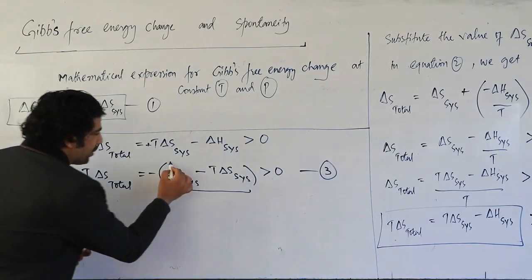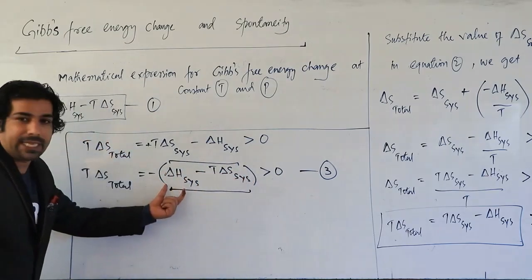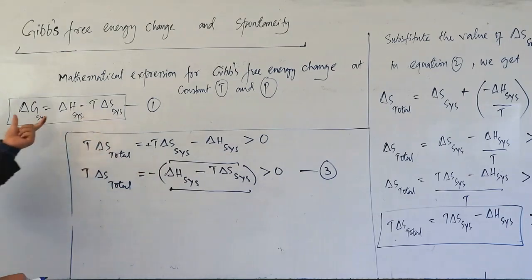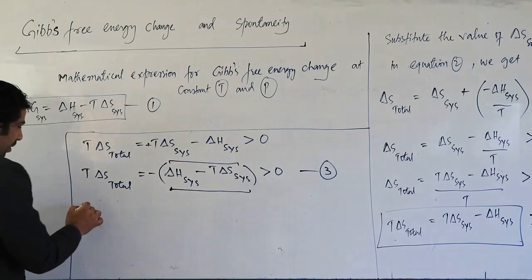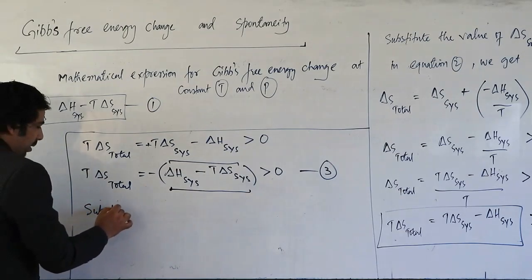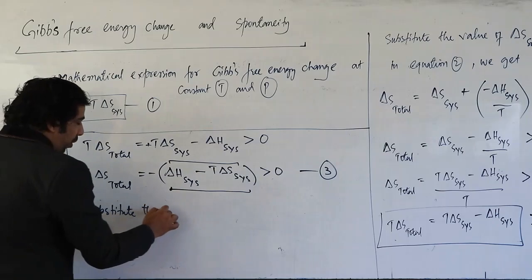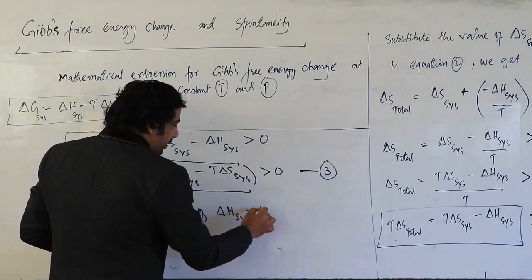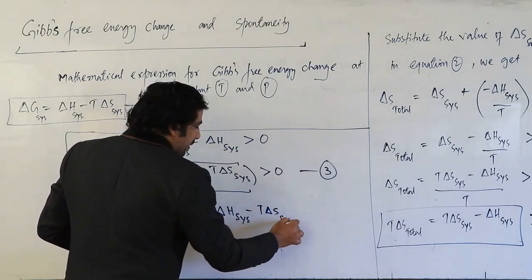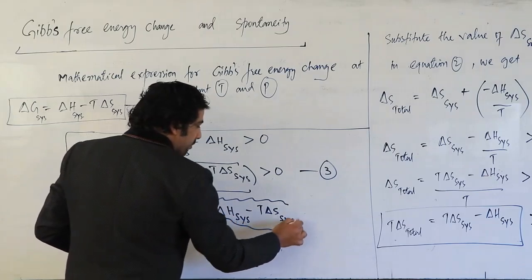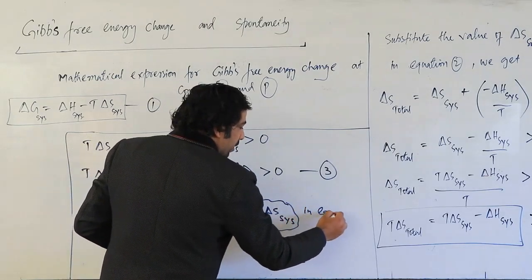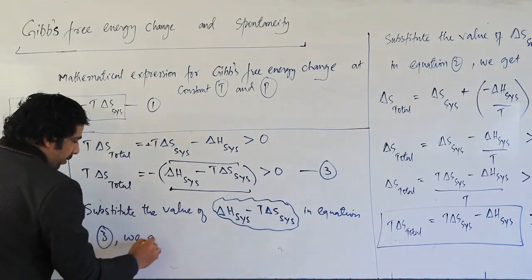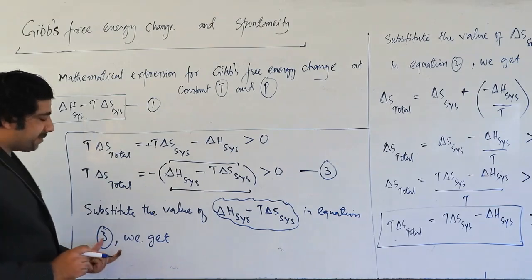Let us see this expression, my dear friends. Focus on this expression. Del H system minus T del S system. This expression is equal to delta G. Okay? Substitute the value of del H system minus T del S system in equation 3. We get. So let us put this value in equation number 3.